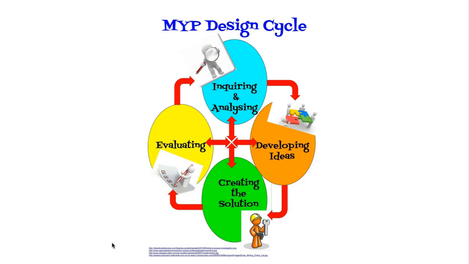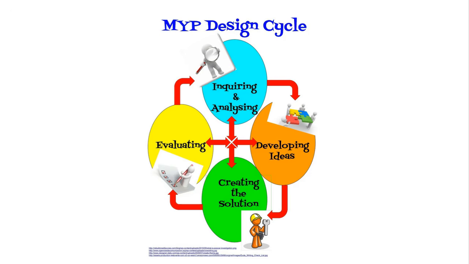Now let's look at the arrows in the middle. What these tell us is that at any point, you can decide to go back to a previous step and rework your project. For example, when you are developing ideas, you may realize that you missed something during the inquiring and analyzing phase. Maybe you find that you need to do more research, and so you can go back and do that and then move forward again. Or perhaps when you are creating your solution, you find a flaw in your plan and you go back to the developing ideas step to fix it. Or maybe you find a bigger problem and decide that you need to go all the way back to inquiring and analyzing.